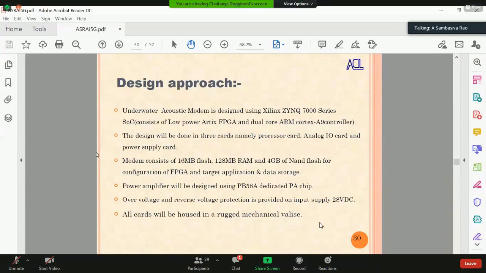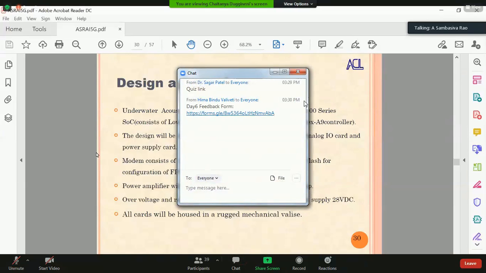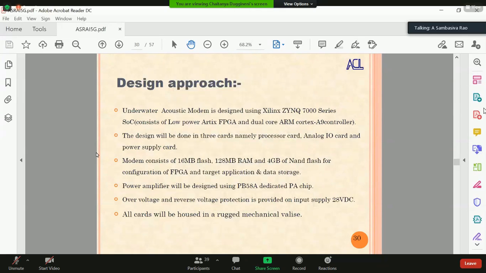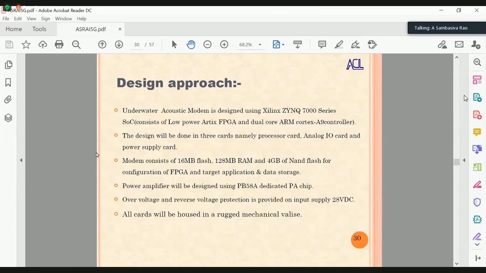Okay. The power amplifier is designed with the PP58A. What is PP58A? It is a bridge mode power amplifier. This is particularly suitable for generating the power. So for the bridge mode power amplifier, I am using the IC number PP58A. So you can also design it. You can also make a power amplifier with the PP58.